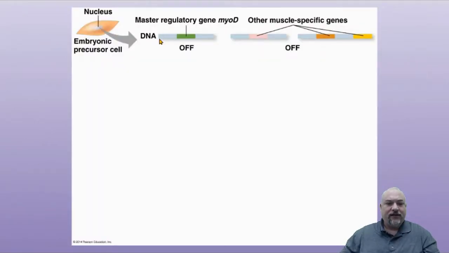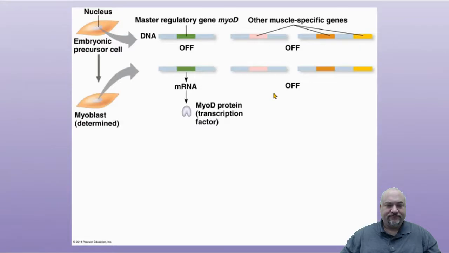So here's just an image of that. Here we have an embryonic precursor cell. It's not a muscle. It's not this or that yet. Here's the master regulatory gene. It is off, not being transcribed. The other muscle-specific genes are also off.